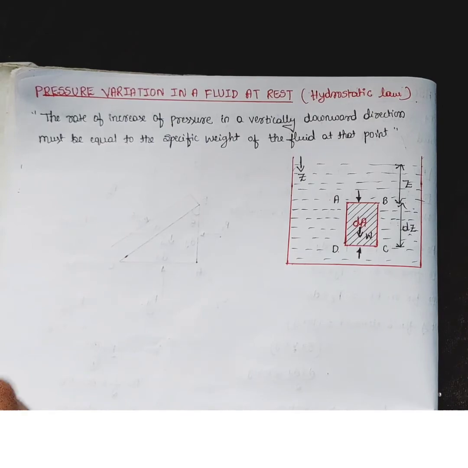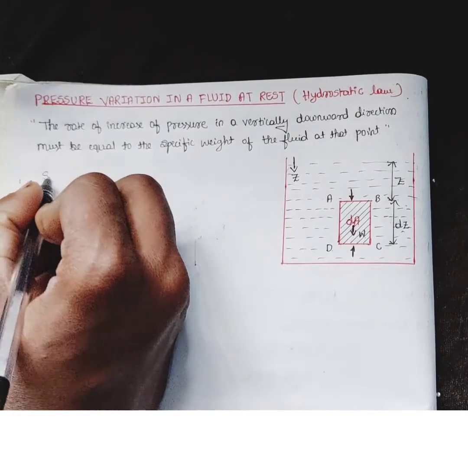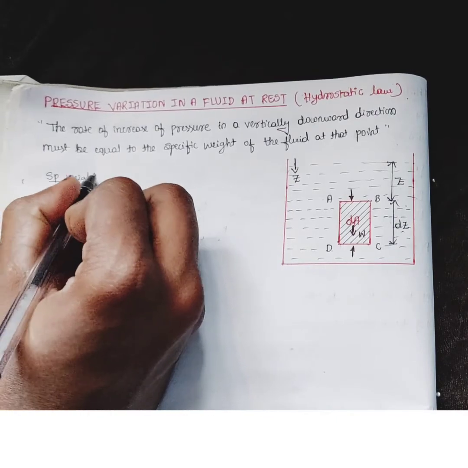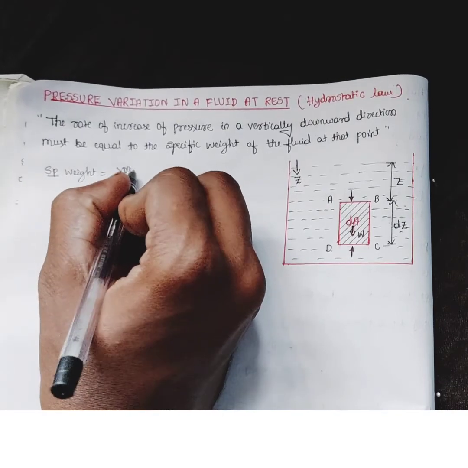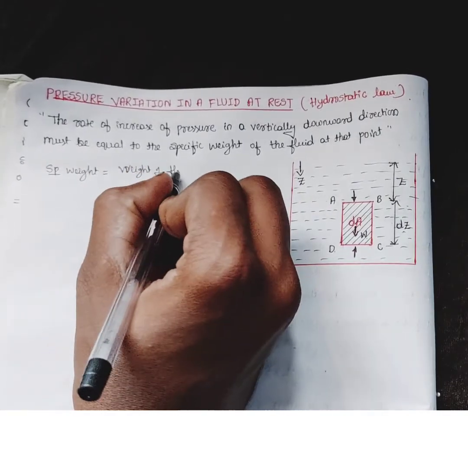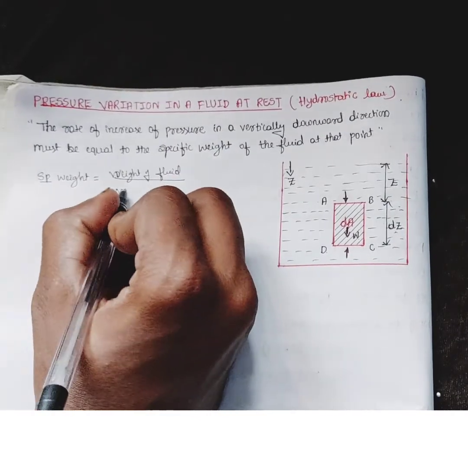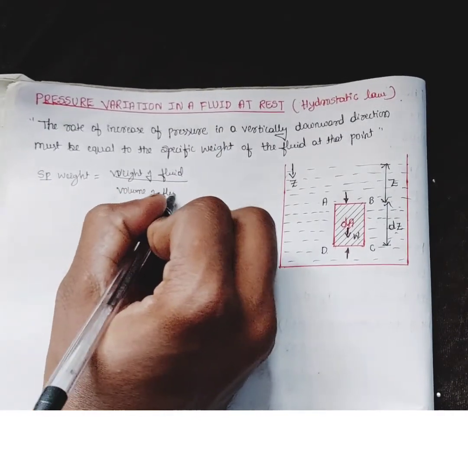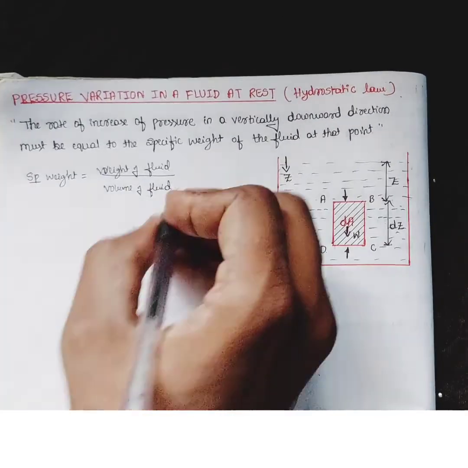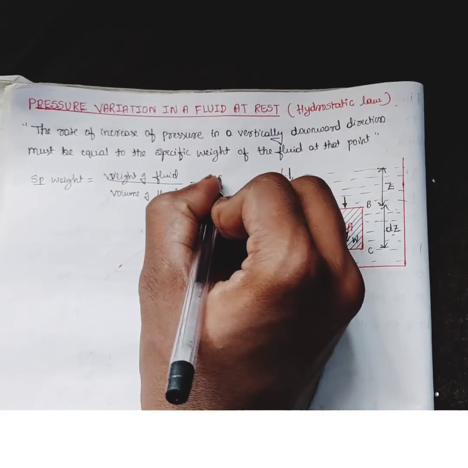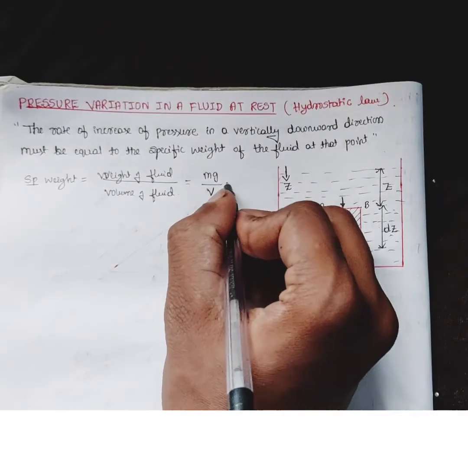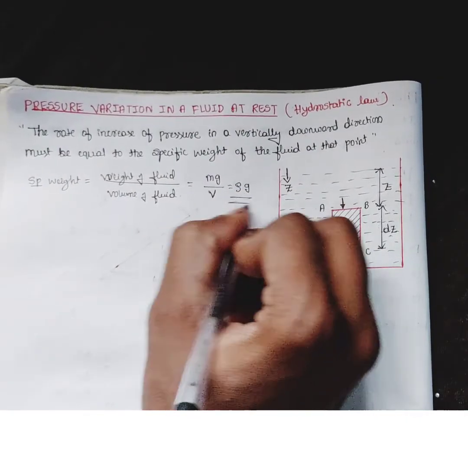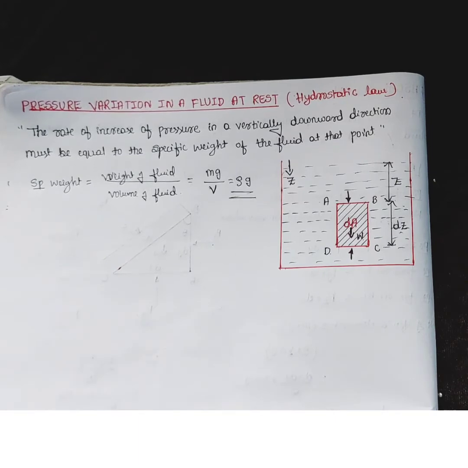First we will find the definition of specific weight. We have studied specific weight as a property of fluid. It is the ratio of the weight of fluid to the volume of fluid. This weight we can write as mass into gravity, and this is the volume V. Mass by volume is density, and g stays as it is. Therefore the specific weight is rho g, density into acceleration due to gravity.